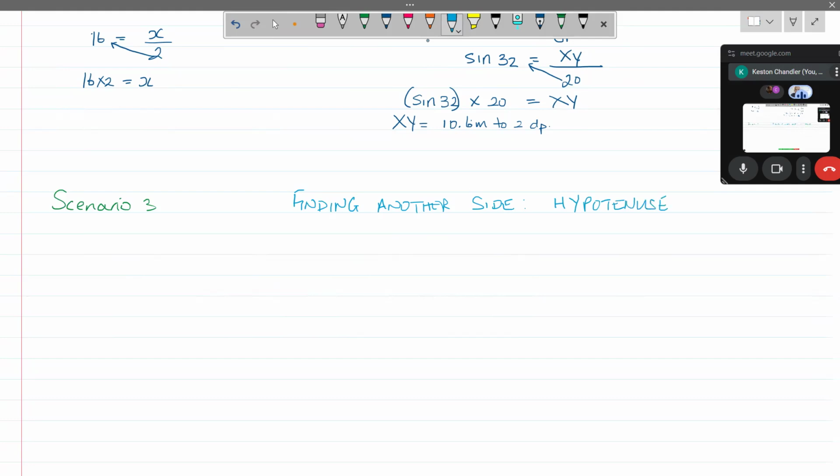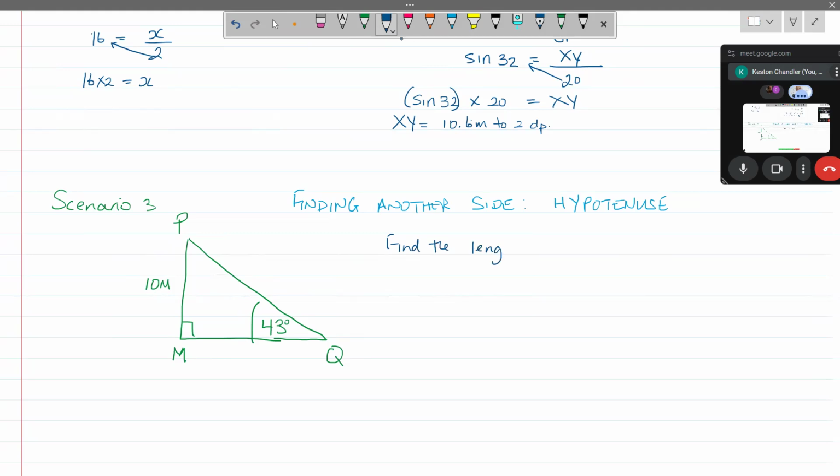All right, so I'm going to draw a little diagram here. Say this angle is 43 degrees. This here is 10 meters. This is P, M, Q. And they want us to find the length of PQ. First thing first, label your triangle.